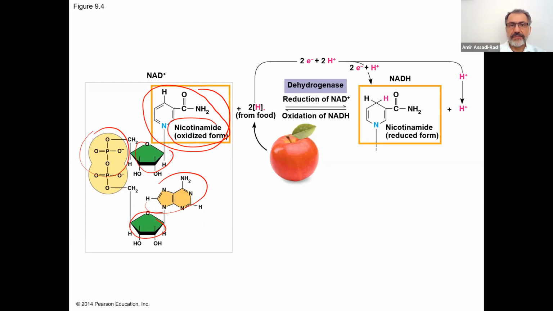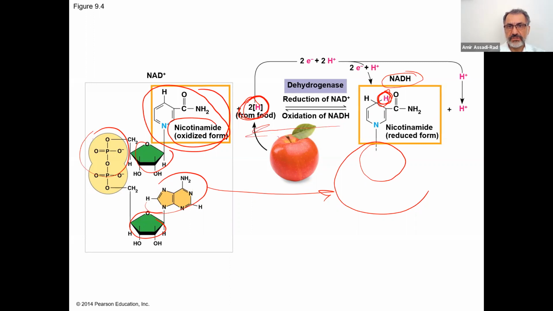So when you add the hydrogens right here, the electrons, you give them to it, then the rest of the molecule exists here also. Nicotinamide does not have it anymore. It becomes NADH. So the only difference between NADH and NAD is that hydrogen right here. Reduction of NAD, and this is oxidation of NADH. Oxidation of NADH, it loses an electron.